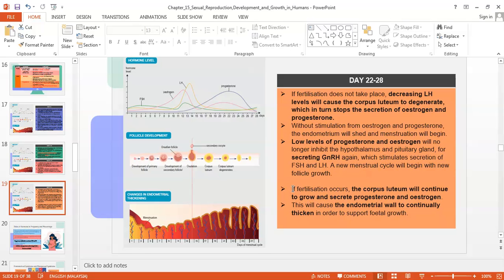However, if the fertilization occurs, the corpus luteum will continue to grow and secrete progesterone and estrogen. Jadi bila berlakunya continuity of secretion progesterone and estrogen, the endometrial wall will continually thicken in order to support the fetal growth.